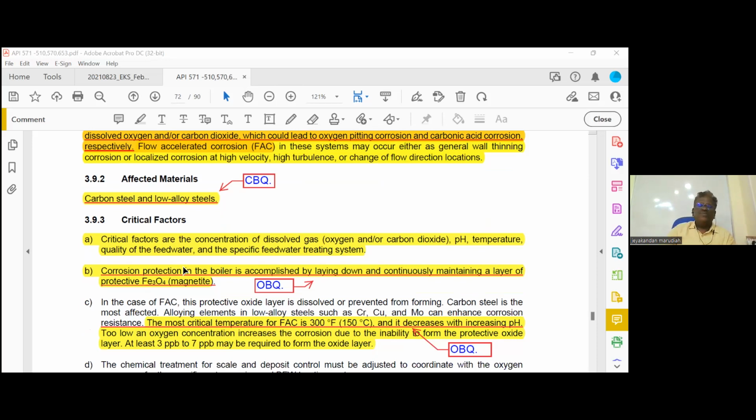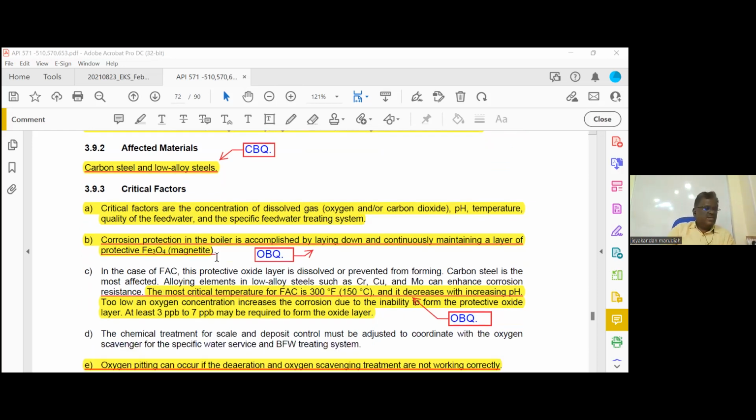Now, how to protect from the corrosion? They will maintain a magnetite layer. This is an open book question. Corrosion protection in the boiler is accomplished by laying down and continuously maintaining a layer of protective magnetite, Fe3O4. That is an open book question. The most critical temperature for FAC is 300 degrees Fahrenheit and it decreases with the increasing pH.